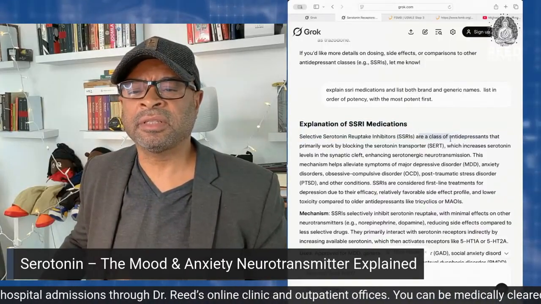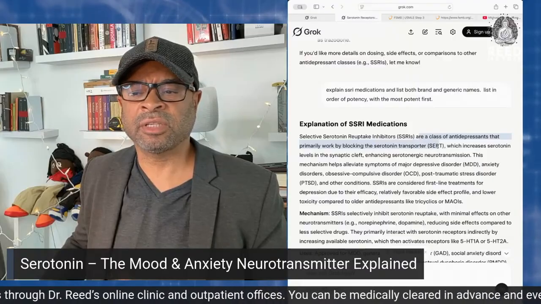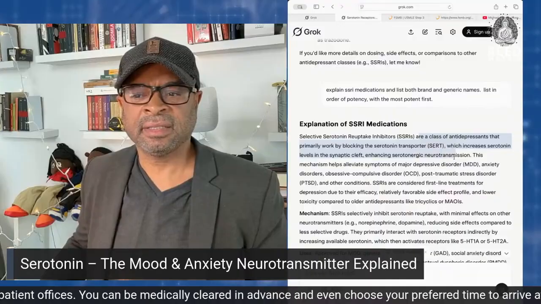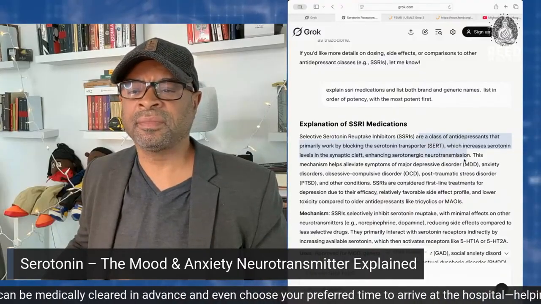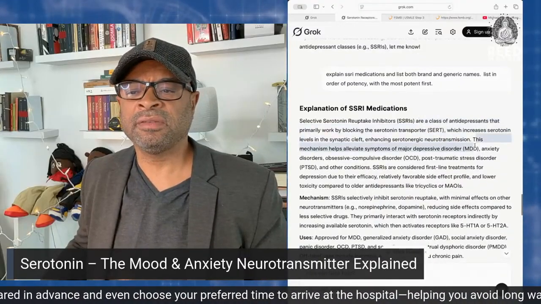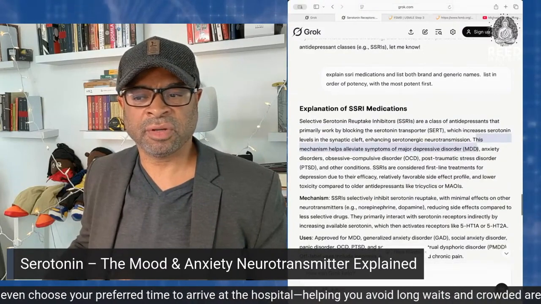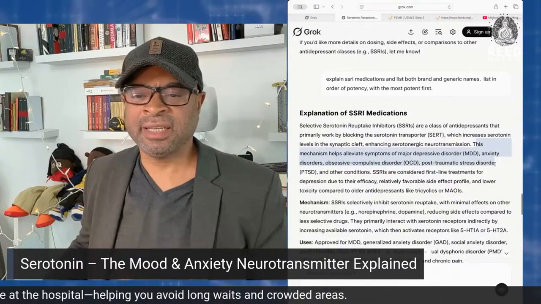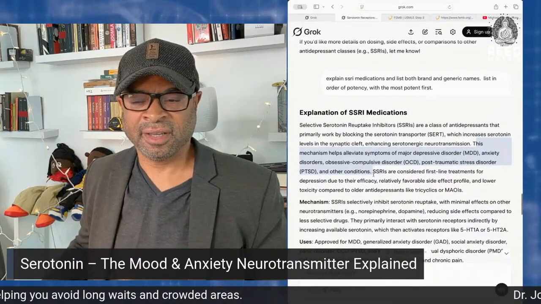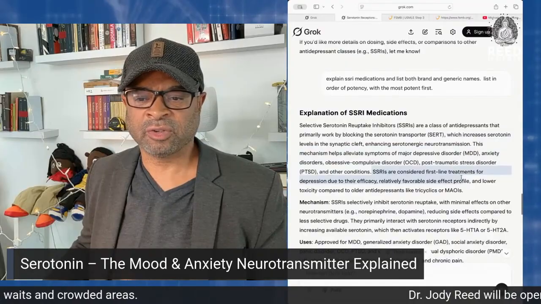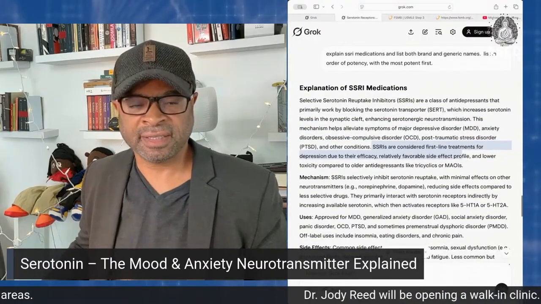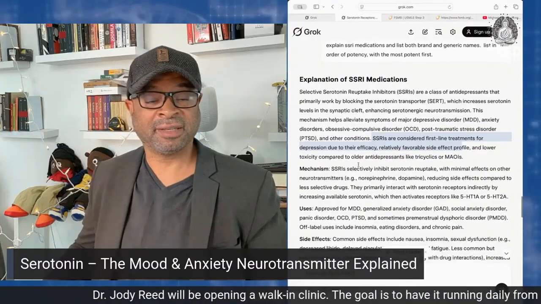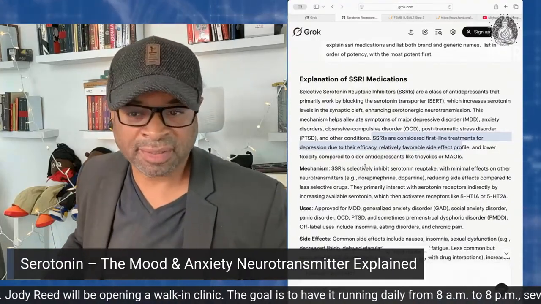There are classes of antidepressants that work primarily by blocking serotonin transporters, which increases serotonergic levels in the synaptic cleft, enhancing serotonergic transmission. This mechanism helps alleviate the symptoms of major depressive disorder, anxiety disorder, OCD, PTSD, and other conditions. SSRIs are considered a first line treatment for depression due to their efficacy, relatively favorable side effect profile, and lower toxicity compared to tricyclic antidepressants and MAOIs.